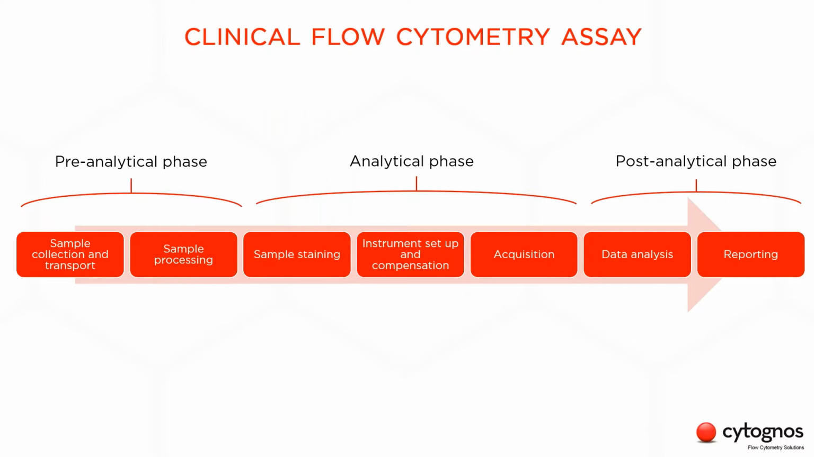Now, flow cytometry is definitely a versatile and powerful technique with many applications in clinical settings, but it's also complex and it has multiple steps. First, we collect the specimen, transport it to the lab. Once it gets there, we process the sample, we stain it, and acquire the tubes in the instrument, which has been previously calibrated and compensated. And last step is analyzing the data and reporting the results to the clinicians.